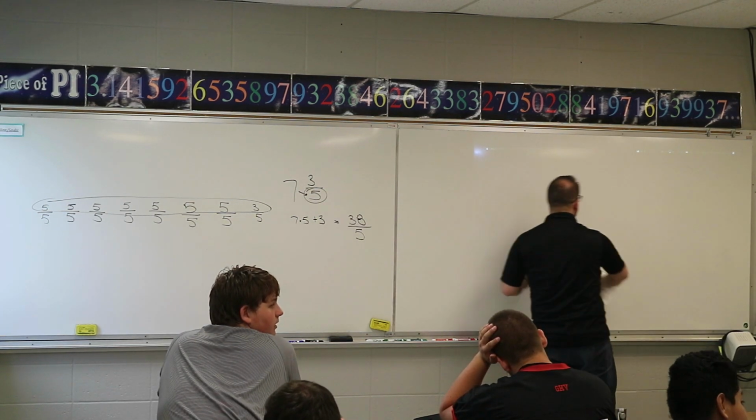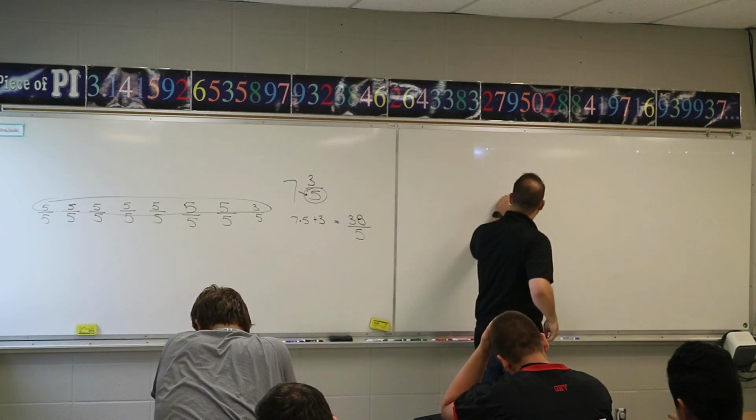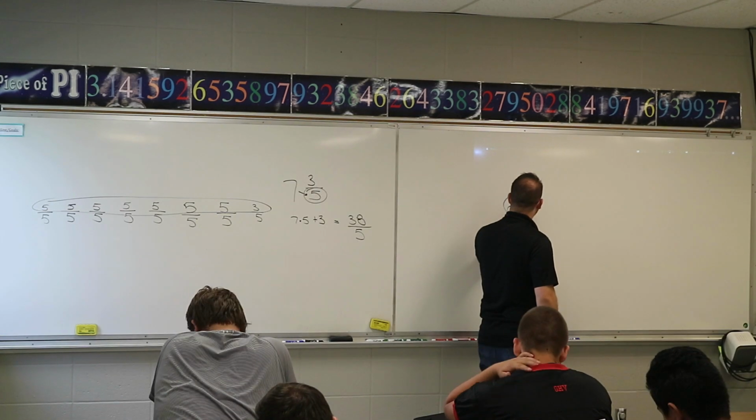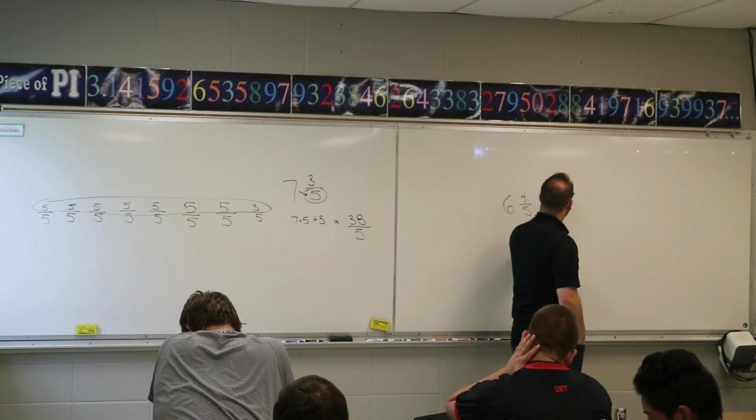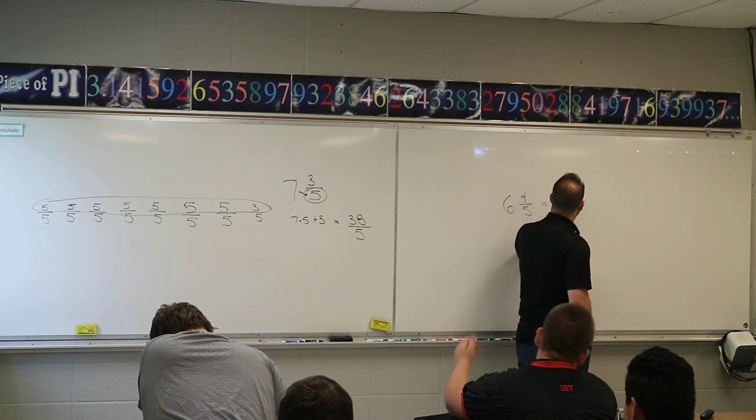All right, so give me number 27 here. What do we got? 6 and 4/5, and what are we multiplying it by? 15 over 18. Thank you.